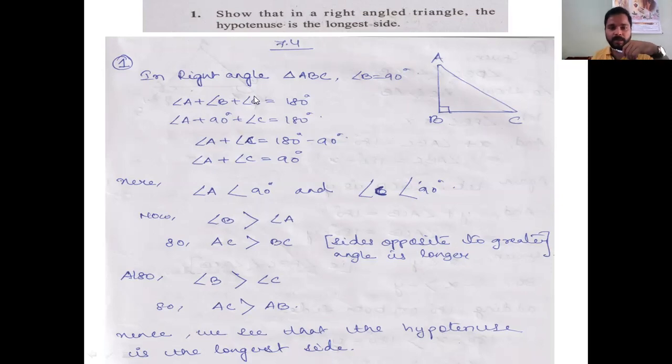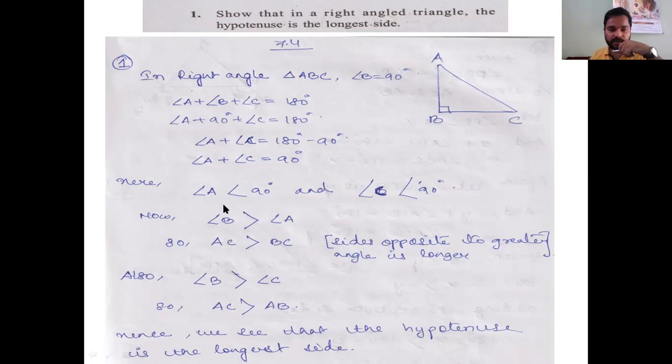Here you see A plus B plus C is equal to 180. Why? Sum of the angles of a triangle is 180 degree. Then just place the value of B, that is 90 degree. What we got is angle A plus angle C is equal to 90 degree. What do you understand by this? That is, the sum of these two is 90 degree. Which means what? Both angles are less than 90 degree, where angle B alone is 90 degree.